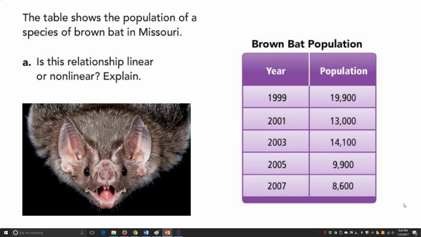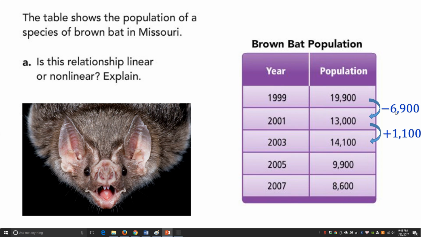Last one's not on the notes page, but I do want to answer this. This is showing the population of a species of brown bat, and it's asking, is this relationship linear or nonlinear? I want you to look at the table and think about how you would explain that. The population on the right here, from 19,900 to 13,000, is decreasing 6,900. And then we look from here to here, we already know there's an issue because it's increased.